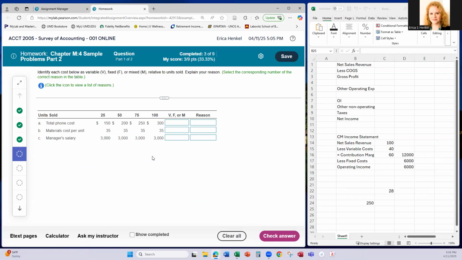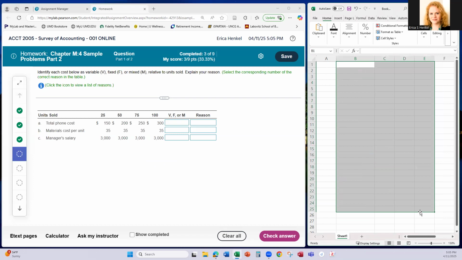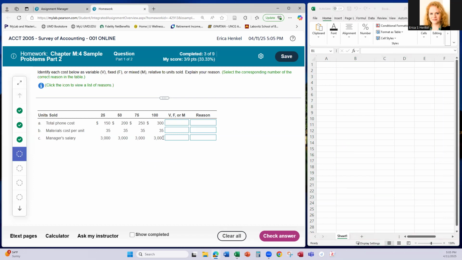Okay, so for our next question, this is just looking at variable, fixed, or mixed costs. And so we're going to examine these cost behaviors and determine, are these variable, fixed, or mixed? So what makes up a variable cost? It means that it increases at an even rate based on the number of units here, okay? So I'm going to copy these here. Actually, here, let's put phone, materials, manager, and number of units, 25, 50, 75, 100.